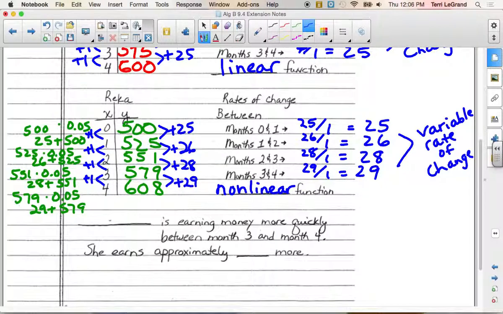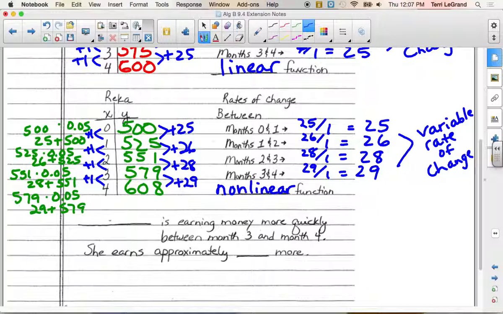Can anybody tell me what kind of non-linear function that you can represent? It keeps growing by 5%. Rika's is what? Exponential. It's exponential. If you divided those, like 608 by 579, and then 579 by 551, and then 551 by 525, and then 525 by 500, we did some rounding in here, but they should all really round to 0.05, which is 5%.